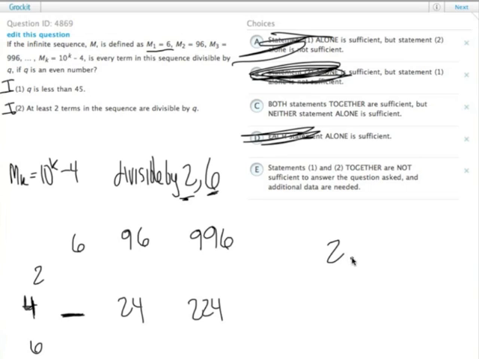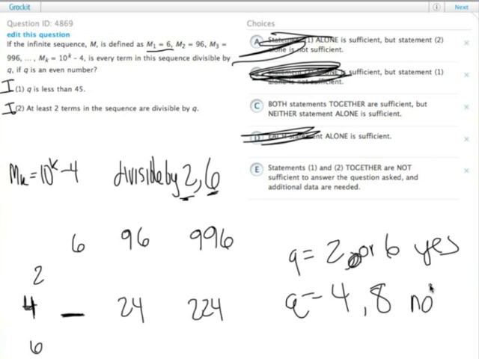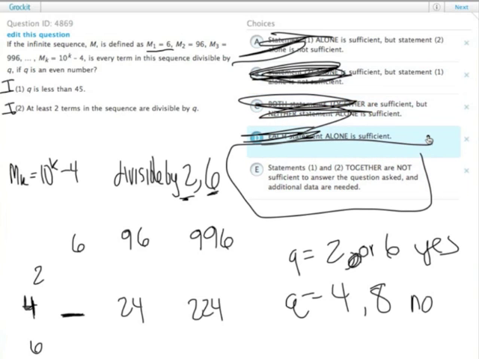If q is 2 or 6, then the answer is yes, every term in the sequence is divisible by q. If q equals 4, or 8 or something like that, then the answer is no. So again, with sometimes yes, sometimes no, they're insufficient. So even together, the 2 statements are not sufficient. Answer choice E.